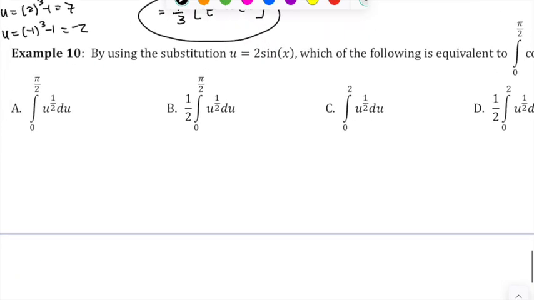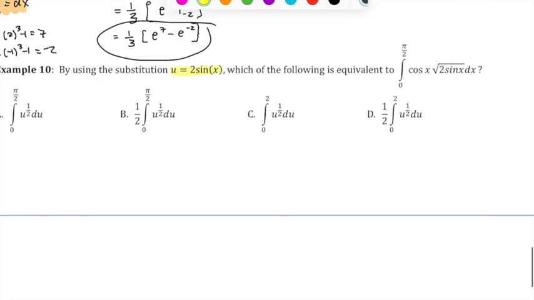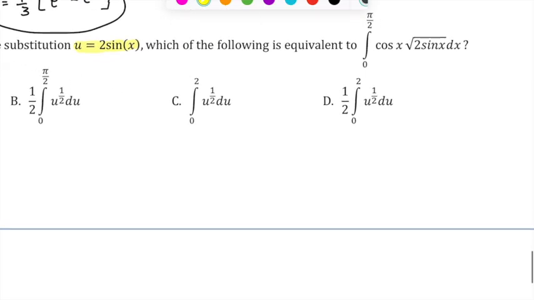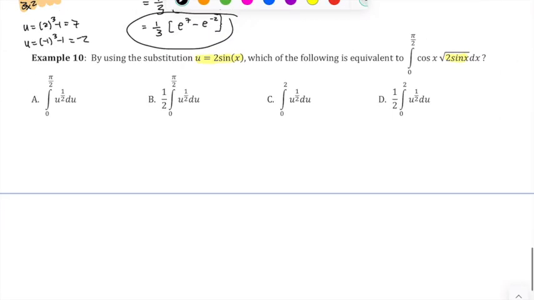Okay, last example. It says, by using this u substitution, 2 sine of x, can you simplify this expression? Well, we have our 2 sine of x there. So it already did all the work for us. This isn't a multiple choice question off an AP test. So if I take the derivative, I'm going to get 2, and the derivative of sine is cosine of x dx. Simplify.